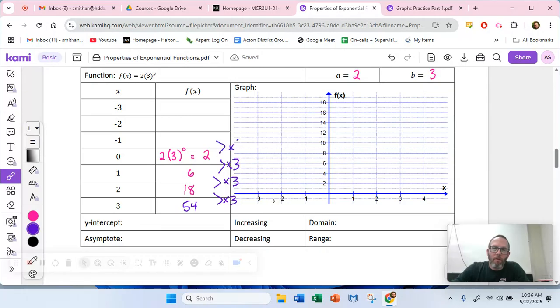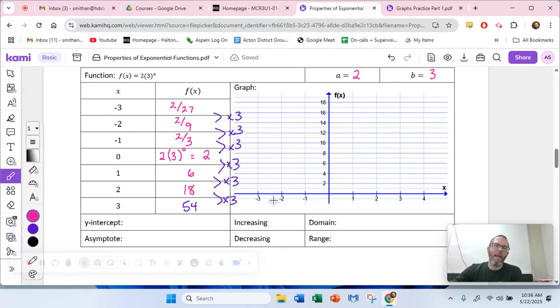And then working backwards, what's the pattern? We just divide by 3 every time. 2 divided by 3. You can use the decimal. I'm just going to write 2 over 3. 2 thirds divided by 3, you get 2 ninths. And then 2 ninths divided by 3, you get 2 over 27. A teeny tiny decimal number.